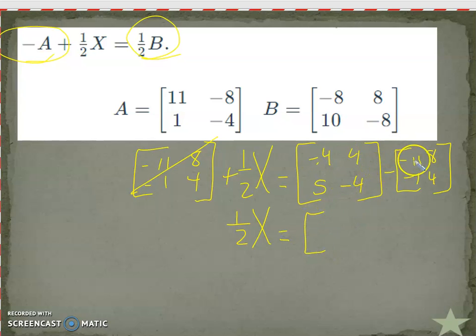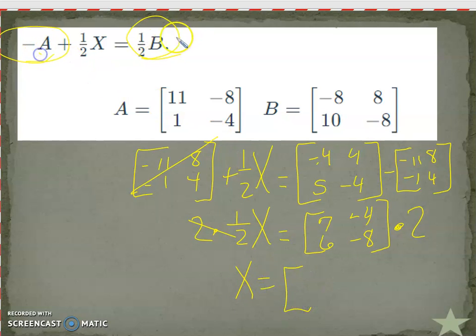So -4 minus -11, +7. 4 minus 8, -4. 5 minus -1, 6. And -4 minus 4, -8. If I'm multiplying by a half, I can multiply by 2 to get rid of it. So my new matrix, after I've taken the negative of A, half of B, subtracted those, and multiplied it by 2, I get 14, -8, 12, and -16 as my final matrix.